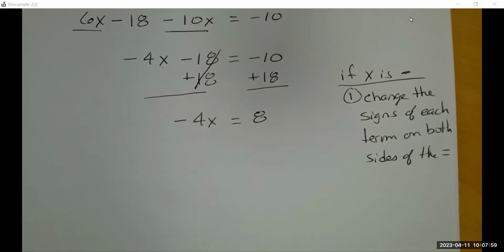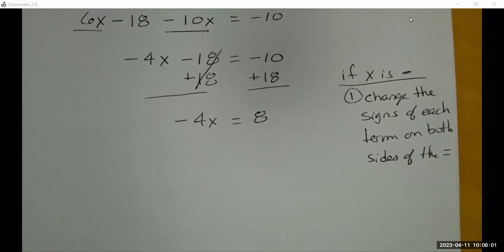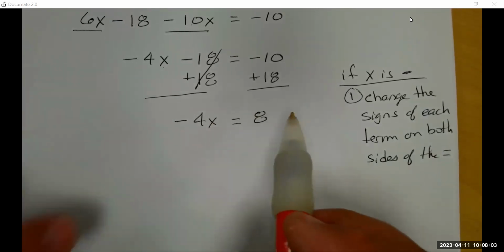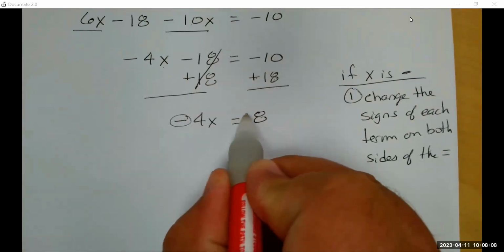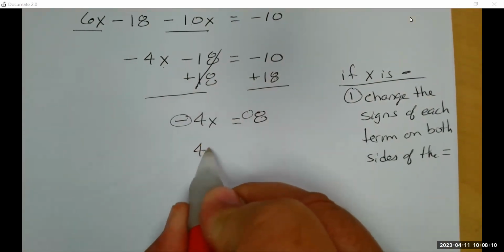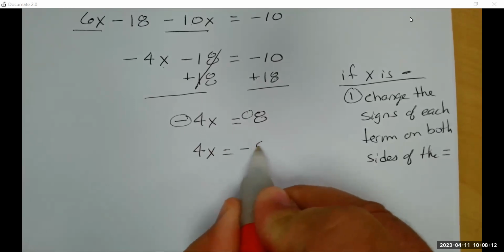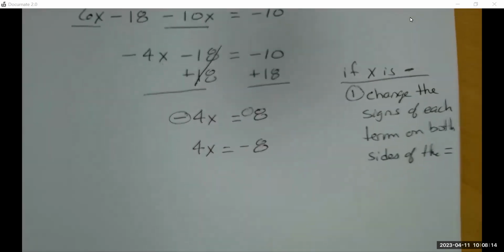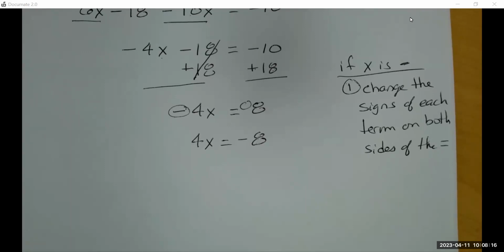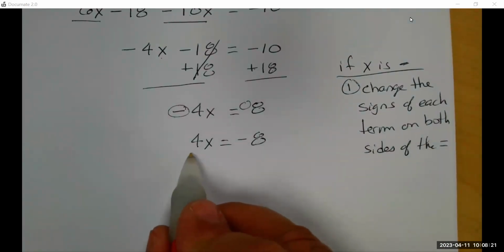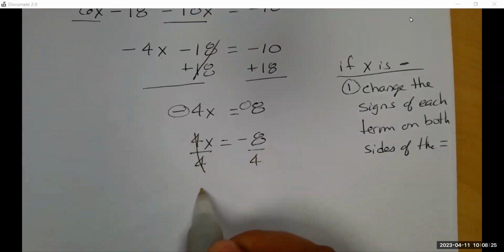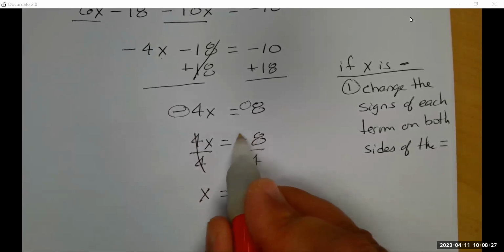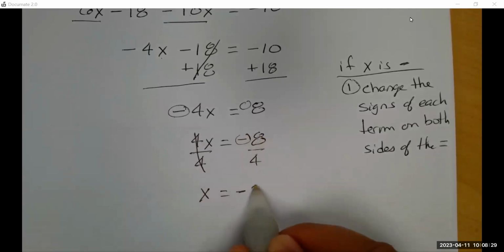What you're really doing is you're multiplying by negative 1 across the board. Whatever you do to one side, you can do to the other, it keeps equality. So I'm changing this sign and I'm changing this sign. And then I divide by 4. The answer is going to be negative. 8 divided by 4 is 2.